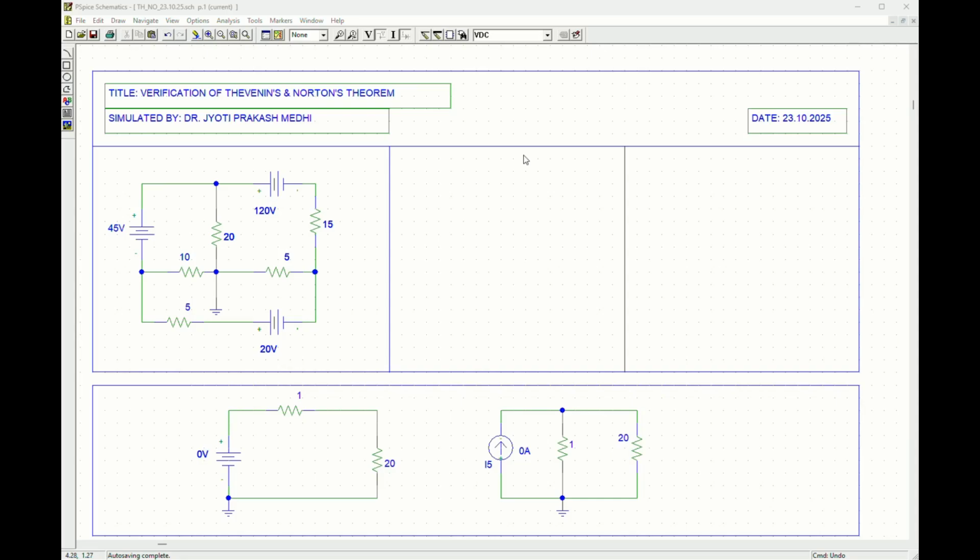Hello all, welcome back. So we're going to continue our discussion on different theorems. Now we're going to discuss Thevenin and Norton theorem and how to simulate them using PSPICE.